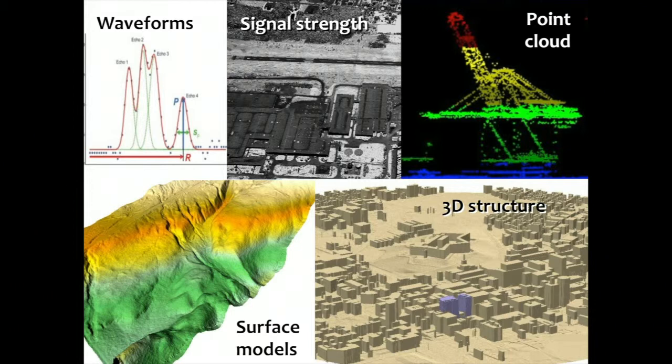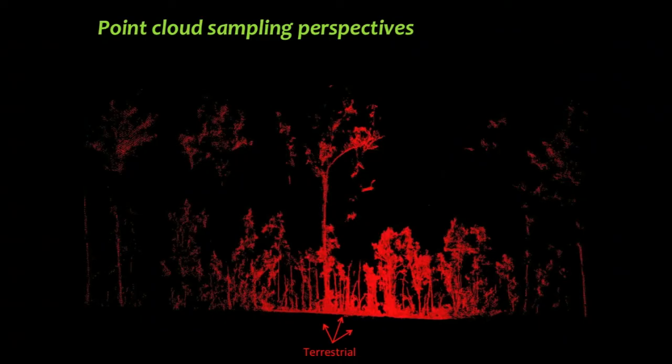But the kind of products that we're more familiar with usually are the surfaces that we can derive from these point clouds. So in this case we've got a digital elevation model, or in this case we've got a 3D model of an urban landscape. And of course we can extract biometrics from forested point clouds.